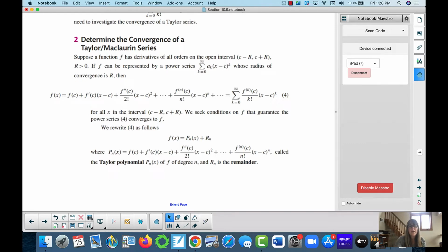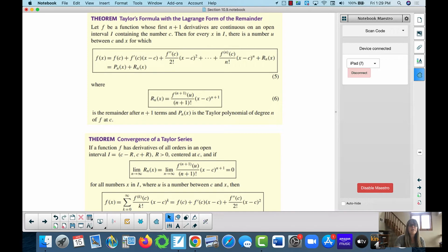This p sub n of x just represents the polynomial, the Taylor polynomial, that represents that f of x. So in our example that we just did, f of x is e to the x. We came up with a Taylor polynomial that represented e to the x, and then we came up with the series that represented that Taylor polynomial. And if we can show that the limit as n approaches infinity of that remainder is 0, then that shows us that e to the x is that Taylor polynomial, and then therefore is that Taylor series.